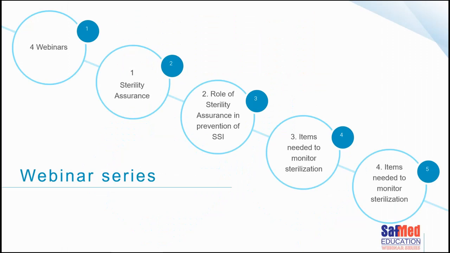In the webinar series, there are 4 webinars now. We'll run them every 2 weeks. The first one, being today, is about sterility assurance and the concept of sterility assurance. In the second webinar, we'll talk about the role of sterility assurance in preventing surgical site infections. And in webinars 3 and 4, we'll talk about all the items that we need to be able to monitor sterilization.